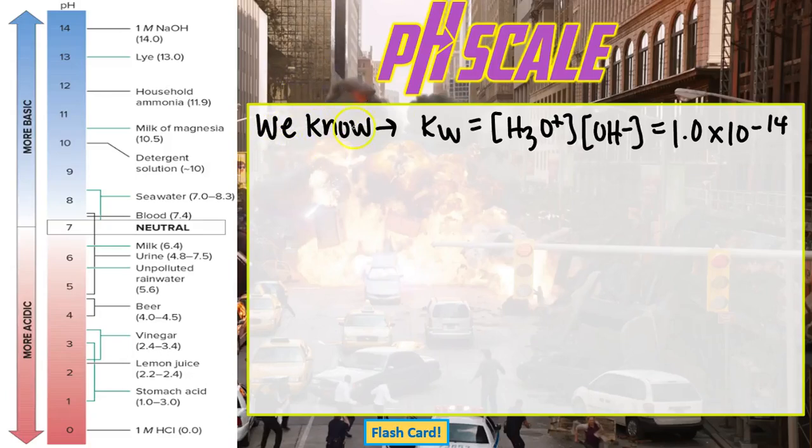So far we know that by using the Kw equilibrium expression, we can get the concentrations of H3O plus and OH minus by rearranging this equation, because we know that Kw is equal to 1.0 times 10 to the negative 14, right? And this is going to allow us to assess whether or not a solution is acidic, basic, or neutral. But guess what, folks?